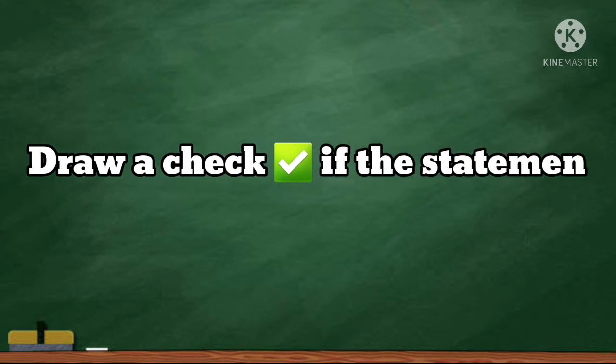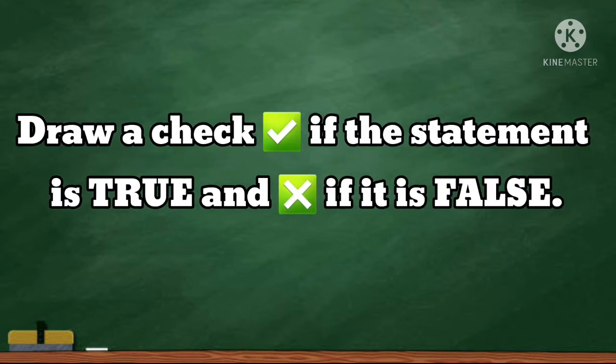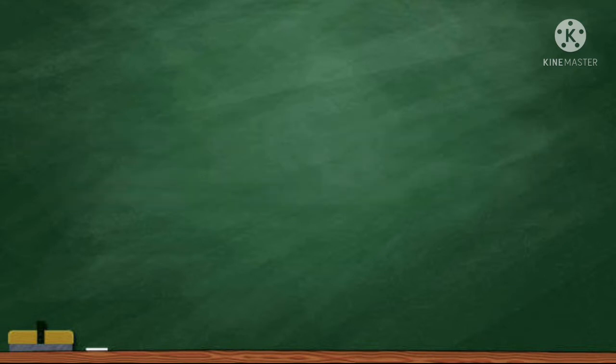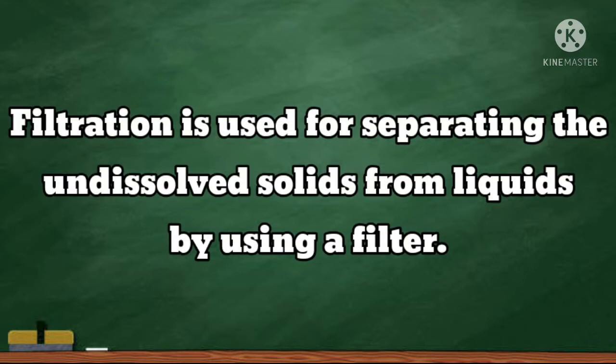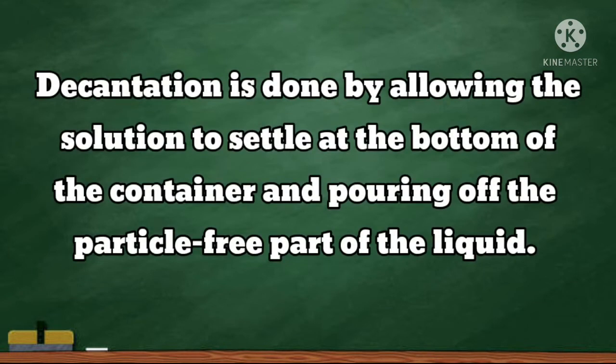Now, let's answer these statements. We will draw a check if the statement is true, while X if it's not. Number 1. Filtration is used for separating the undissolved solids from liquids by using a filter. Very good. The correct answer is check. How about decantation is done by allowing the solution to settle at the bottom of the container and pouring off the particle-free part of the liquid. Good job! The answer is check.